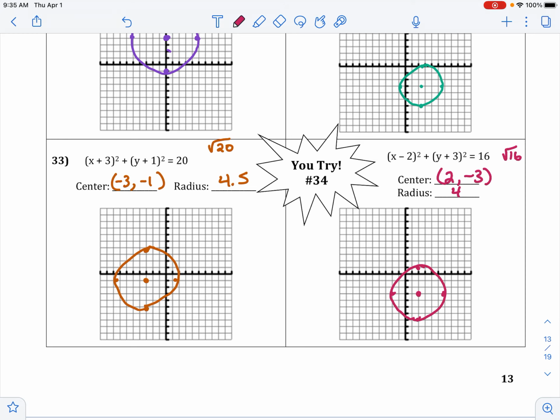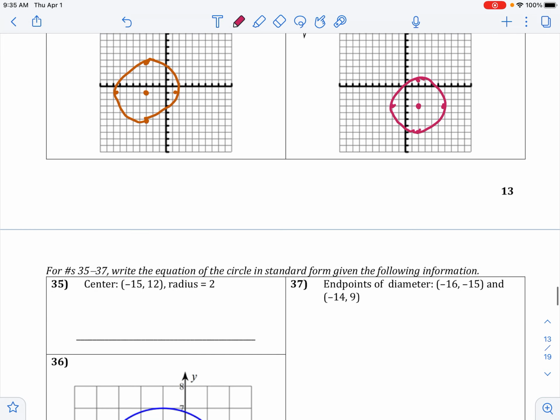There we go, and there's our circle. Okay, so that's basically how we graph a circle. So that's the first part. The second part of our lesson today is going to be about writing equations of circles.